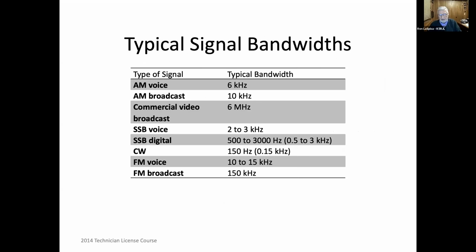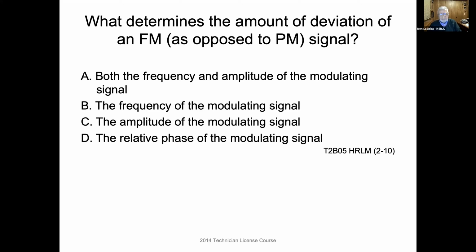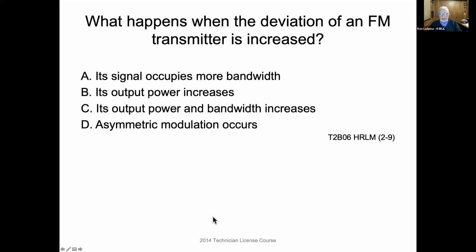Let's go back to our questions here. Here's the hard one, and the answer is C. The amplitude increases. If we have a higher amplitude signal, it increases the amount of deviation of the electromagnetic wave. Okay, what happens when the deviation of an FM transmitter is increased?